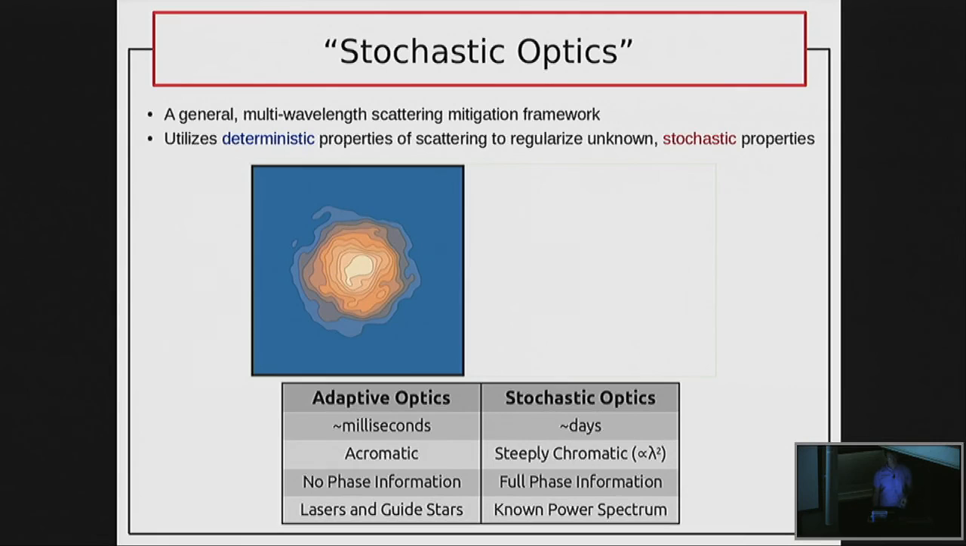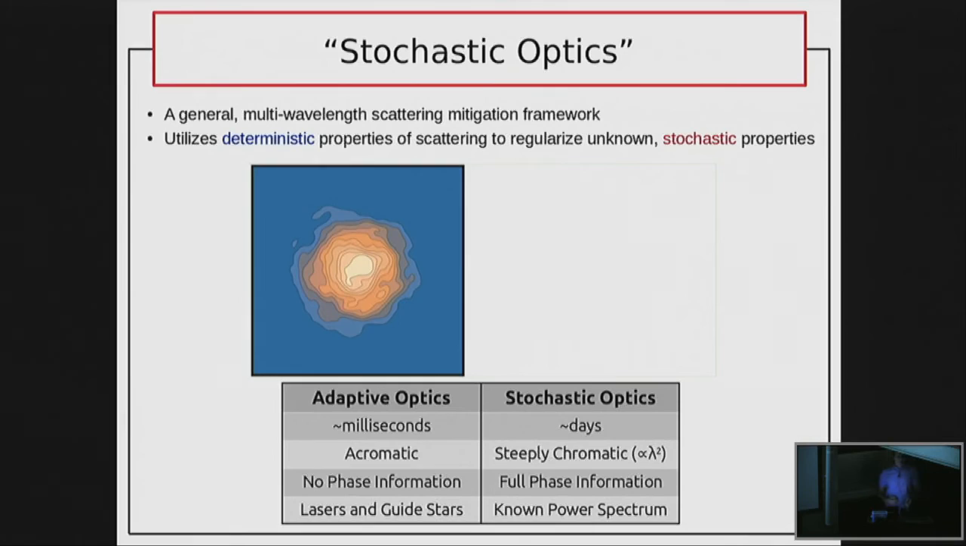Another aspect is that for adaptive optics, you don't have phase information, and you have to be performing the mitigation in real time. For stochastic optics, we're using instruments that record the whole coherent wavefront, and you can do this mitigation in post-processing. And the last thing is that adaptive optics relies heavily on lasers and guide stars.